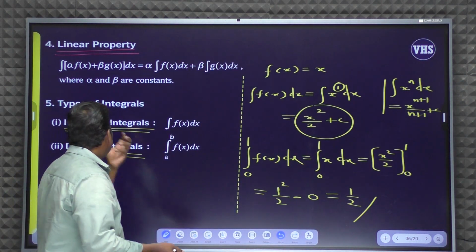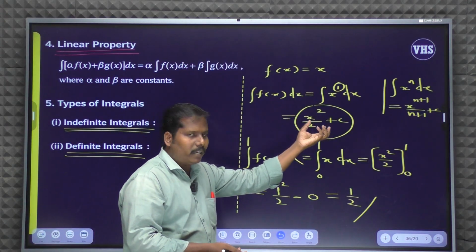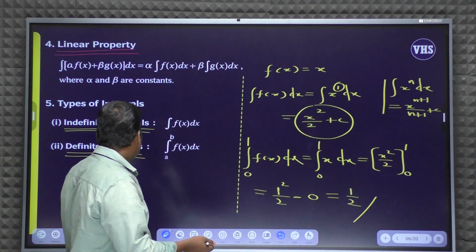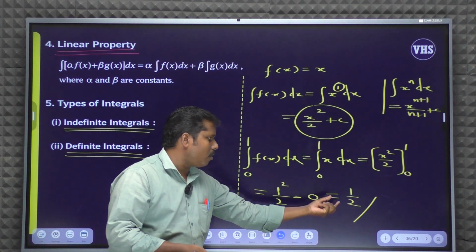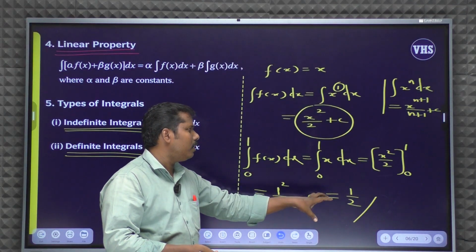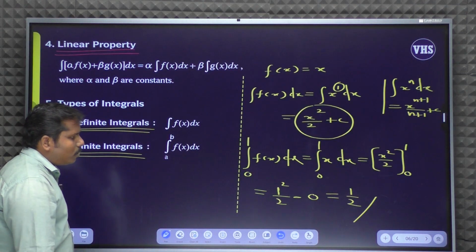Keep it very simple. The indefinite integral means the output would be a function of x, whereas in the definite integral, the output would be a constant. So keep it very simple. Okay. Now let's move on to the next page.